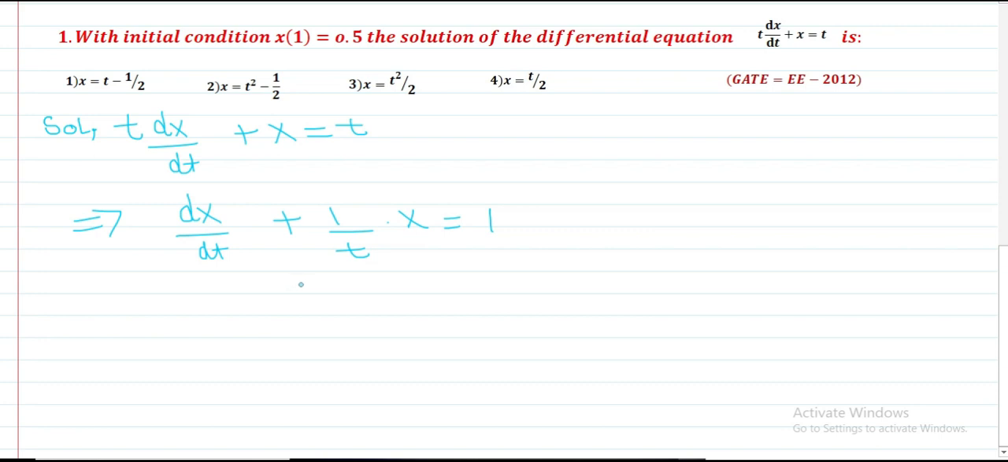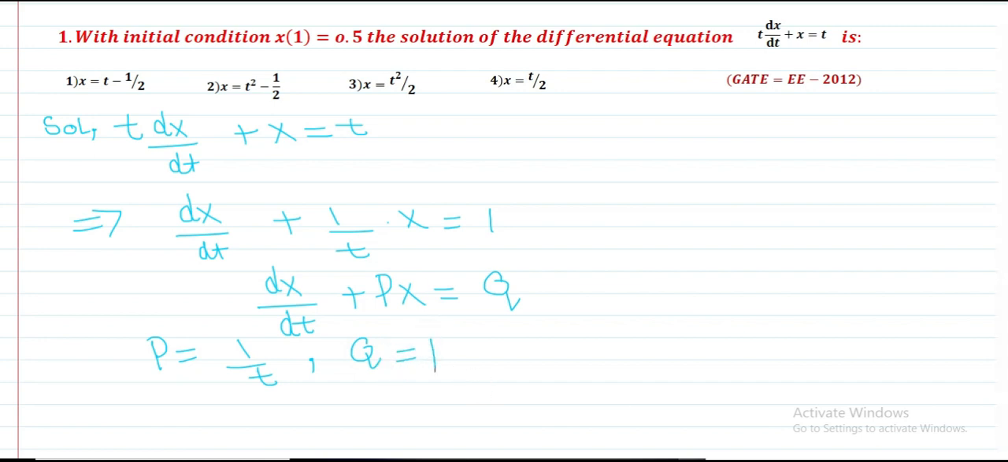Now we will compare it with the general form of a linear differential equation. The general equation is dx/dt + px = q. On comparing with this, p equal to 1/t, q equal to 1. Now we have to solve this.